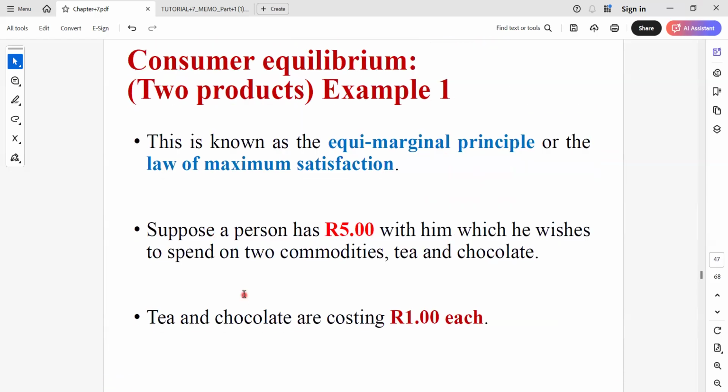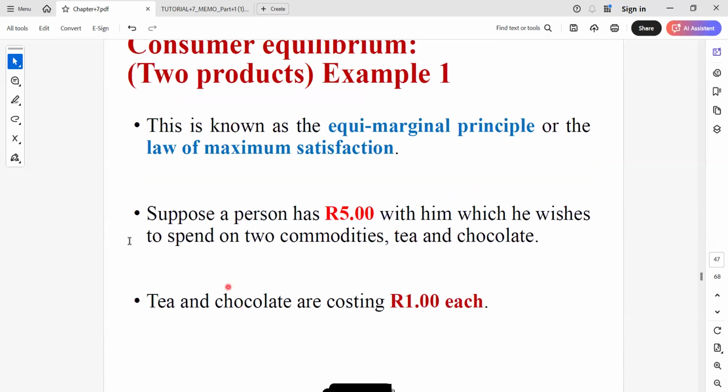Okay, these are the questions. This is known as the equal marginal principle or law of maximum satisfaction, where your marginal utility per rand is equal to your marginal utility per rand for another product, and it also equals your income.